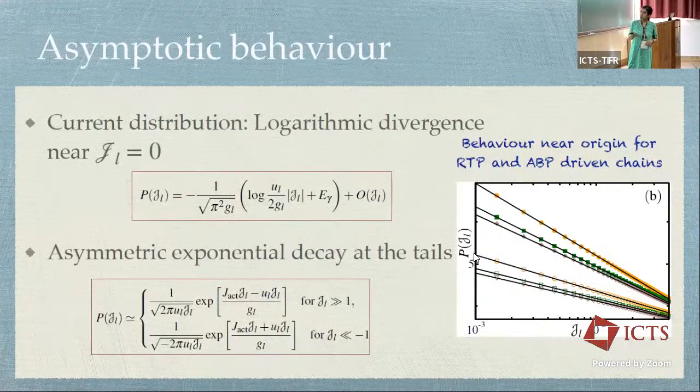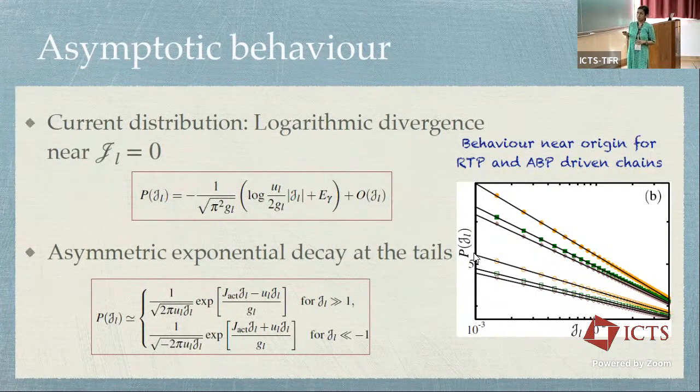Now we also looked a bit more closely to see whether it's really matching. Here is a plot where we show the behavior near the origin. From the calculation, we expect a log divergence. Here are two sets of curves, one for RTP and the other for ABP. In both cases, we see that the log divergence matches extremely well near the origin. So again, more evidence towards Gaussianity in the bulk.